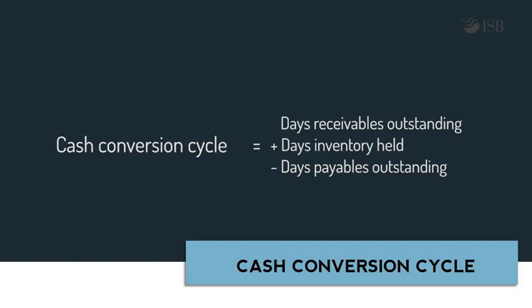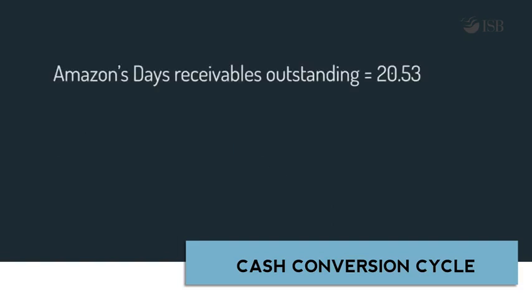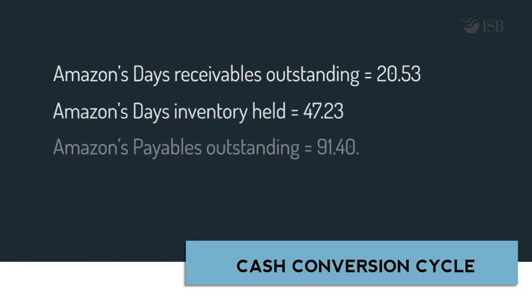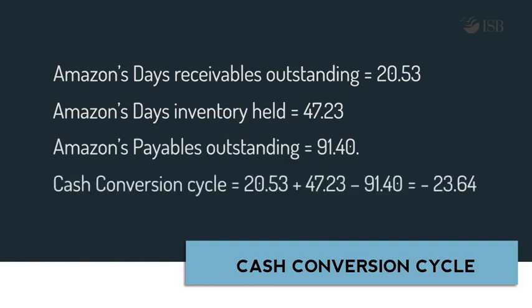It means that the company is managing its working capital as efficiently as possible and has cash available for a number of other things. Amazon's days receivable outstanding is 20.53. Its days inventory held is 47.23 and its days payable outstanding is 91.40. Adding the first two and subtracting the third gives Amazon's cash conversion cycle to be a negative 23.64 days. Like we discussed earlier, a negative cash conversion cycle denotes that the company converts its receivables and inventories to cash before it has to pay its payables.